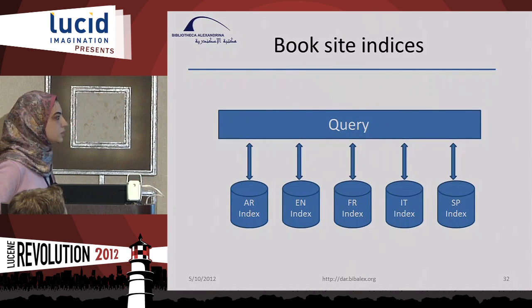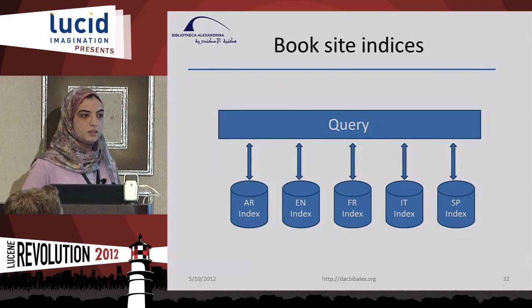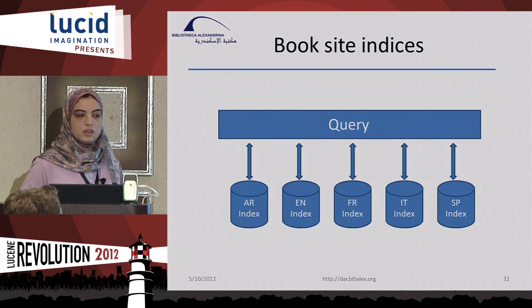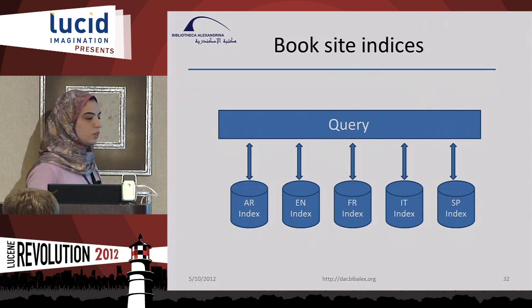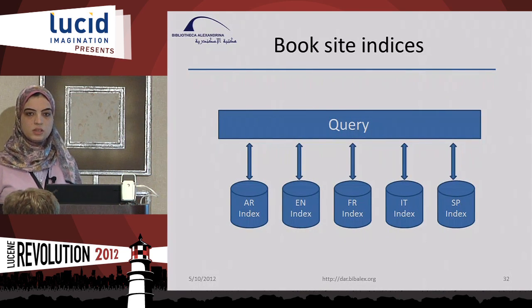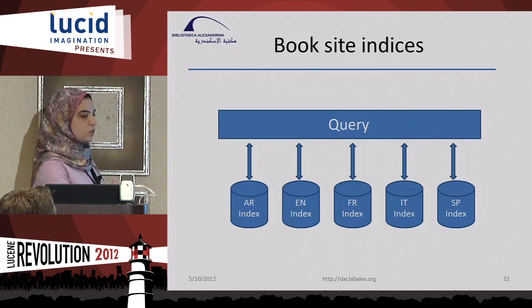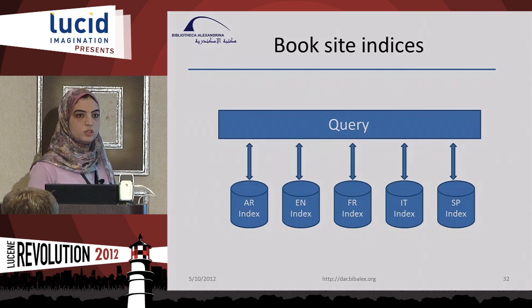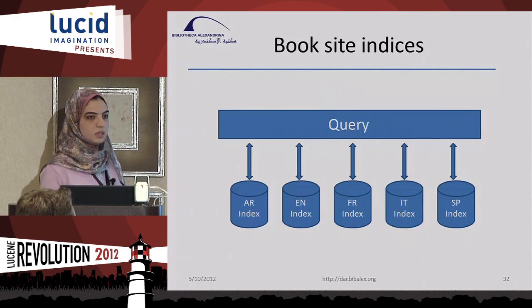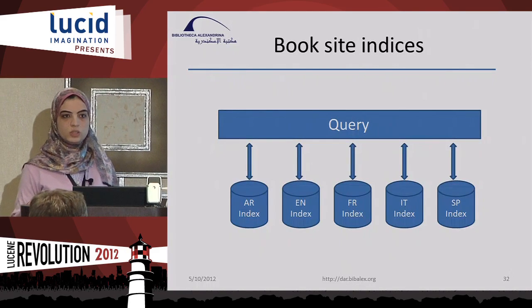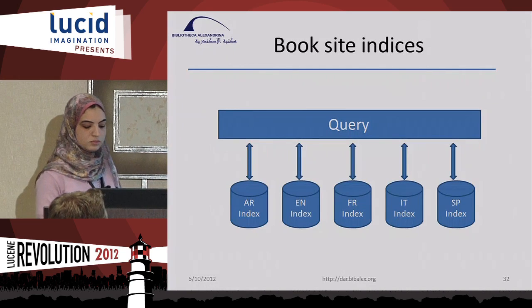So let's look here. We have 5 separate indices. Each index holds the content of its language. So all the Arabic collection, metadata, and content are in the Arabic index, and similarly for the other languages. When we get a search query from the user, we have to search across all the indices that are available to us, and then we have to process all the results and get the result back to the users.